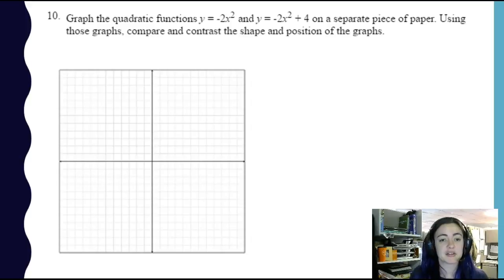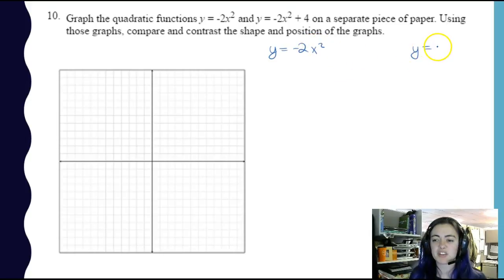Number 10 is our last question here. So it says graph the quadratic functions y is equal to negative 2x squared and y is equal to negative 2x squared plus 4 on a separate sheet of paper. Using those graphs, compare and contrast the shape and positions of the graphs. So let's see.